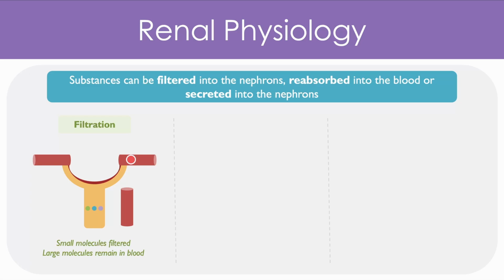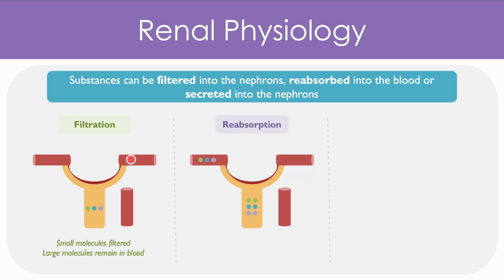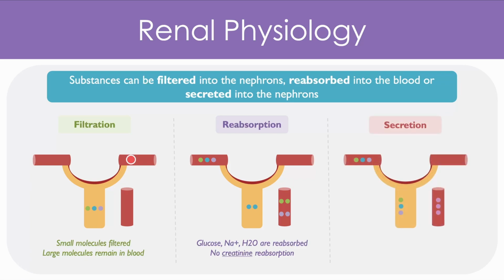In contrast, the process of reabsorption involves molecules being brought from the nephrons back into the blood, and substances such as glucose, sodium, and water are usually heavily reabsorbed. Finally, we have the third process of secretion, which is where molecules are secreted into the tubules from the blood vessels surrounding each nephron. Substances such as PAH or para-aminohippuric acid are often heavily secreted in this way.